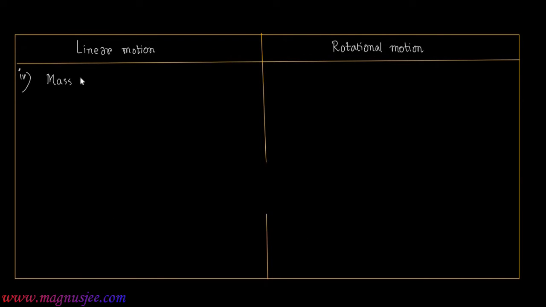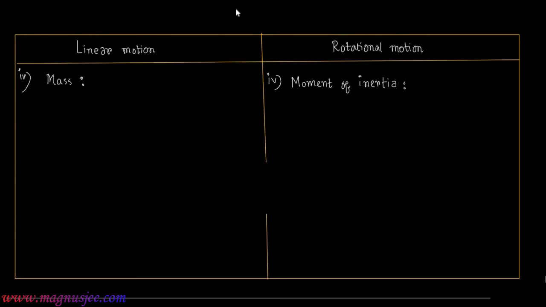To find the dimension of moment of inertia, we have to compare mass and moment of inertia. On the left hand side, we can write mass. On the right hand side, we have to write moment of inertia.